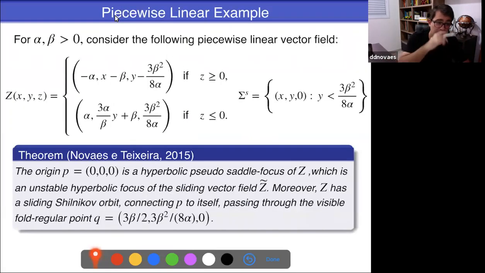Okay, so at this point, one may ask how easy it is to find examples of Filippov systems having sliding Shilnikov orbits. To answer this question, we come up with a piecewise linear example. Z is piecewise linear. It's a fine system. It has a constant in the first entry and is linear in the other one.